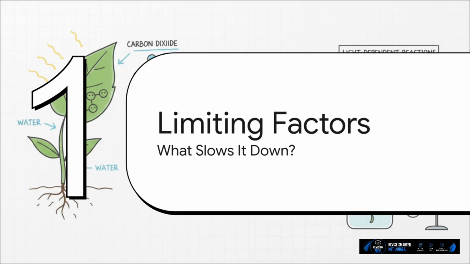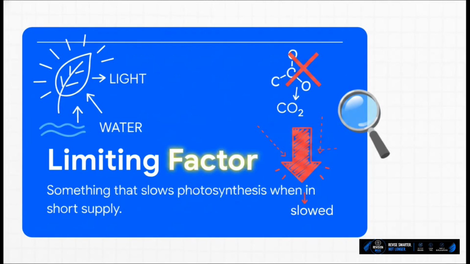Okay, part three, understanding the limiting factors. What slows down the process? We know the recipe, and we've seen the factory. But out in the real world, environmental conditions aren't always perfect, right? So what happens when something acts like a brake pedal? We call that a limiting factor. The textbook definition, which is a huge high-yield keyword for you, is something that slows photosynthesis when it's in short supply. Basically, if a plant has all the light and water in the world, but barely any carbon dioxide, well, that lack of carbon dioxide becomes the limiting factor.